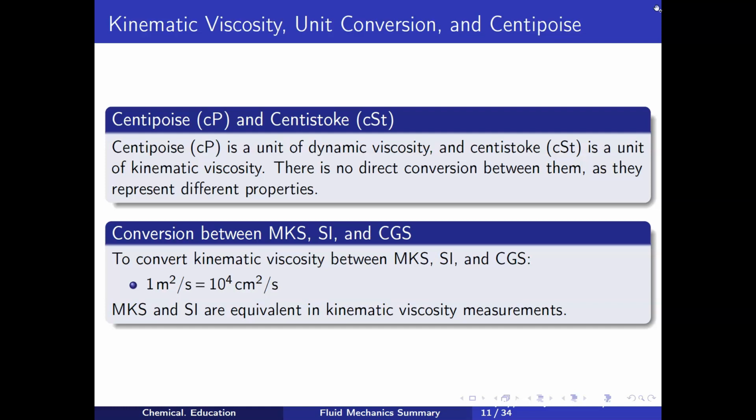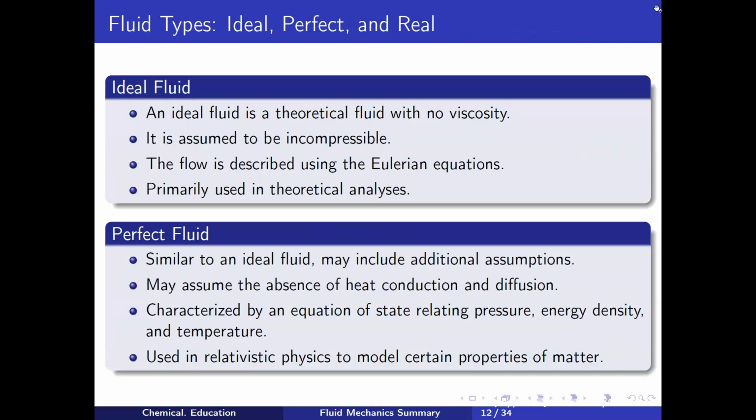MKS and SI are equivalent in kinematic viscosity measurement. Now coming to the fluid types. Fluid can be categorized in three ways: ideal, perfect and real. So ideal fluid is a theoretical fluid with no viscosity. It is assumed to be incompressible. The flow is described using the Eulerian equation, primarily used in theoretical analysis.